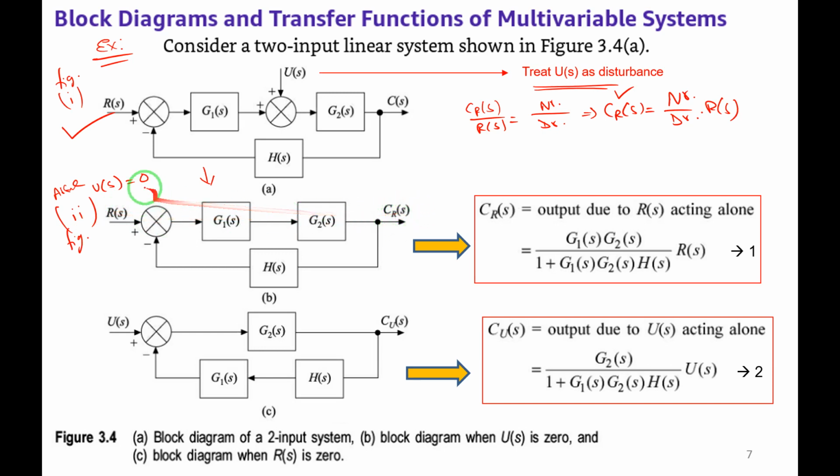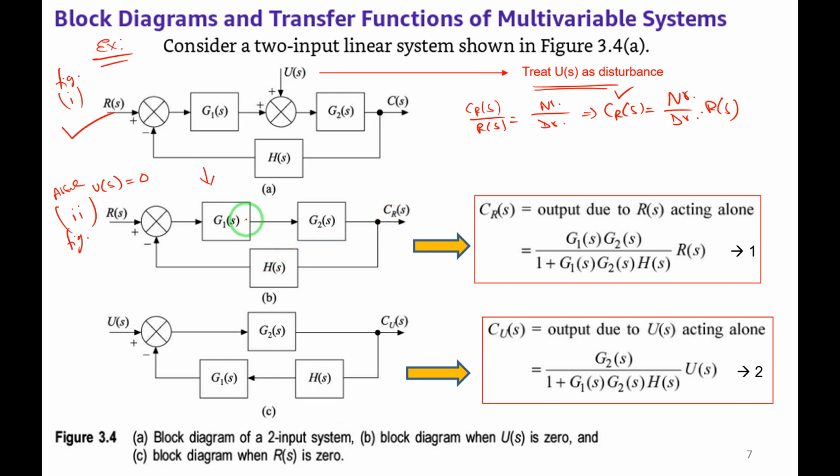It indicates that the other input, u of s, is 0. The only input for the system is R of s, and corresponding to this input R of s, the response is CR of s. So CR of s is equal to numerator by denominator into R of s. Some terms will be coming, and I will tell you what the terms are. Is it fine?